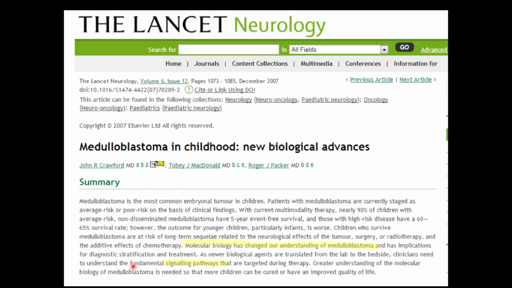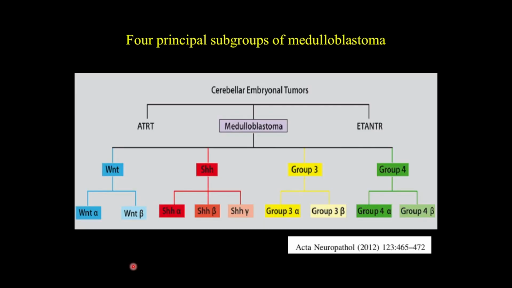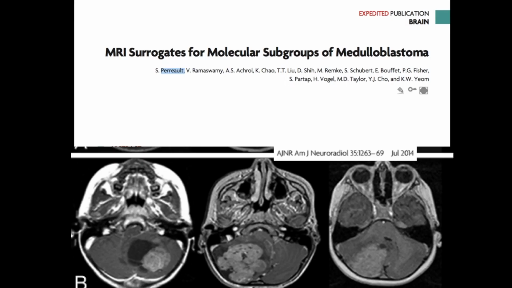of medulloblastomas, which are divided basically into four types in the 2016 WHO classification as Wnt, sonic hedgehog, and group 3 and group 4 medulloblastomas. And what is more interesting is that based on the location and the enhancement characteristics, we can actually predict these subgroups. The importance is that the prognosis and the treatment decisions now vary depending on the molecular subgroup.